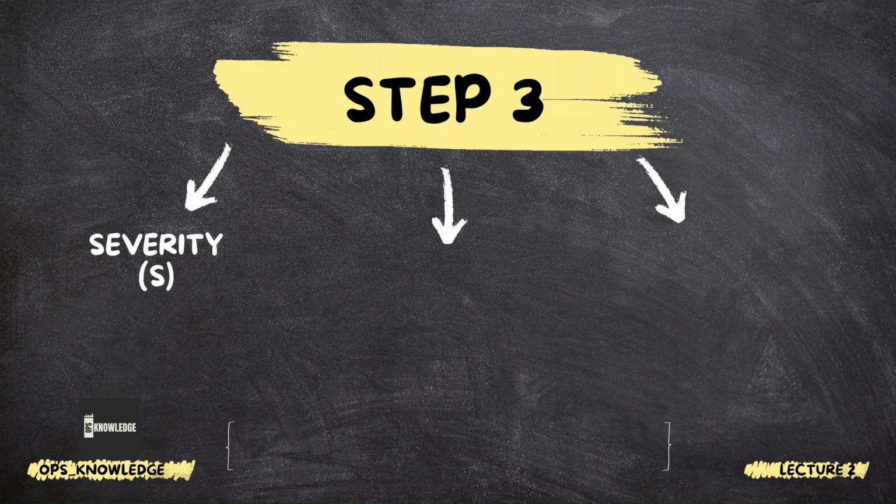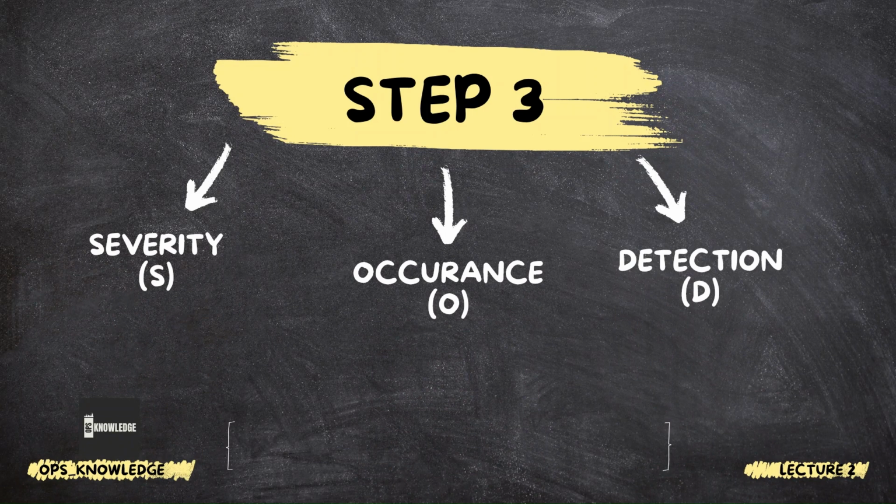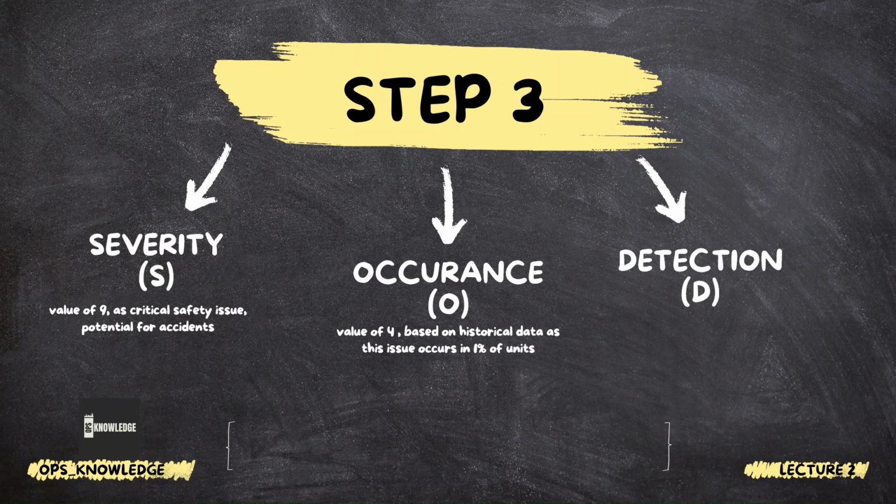Step 3 is giving values to severity, occurrence, and detection. For severity, we have given a value of 9 as it is a critical safety issue, with potential for failure and accident. As we know, accidents could be fatal, so that's why we have a higher value in severity. In occurrence, we have a value of 4 based on the historical data, as this issue occurs in 1% of the units, and 1% is quite less as compared to the total production.